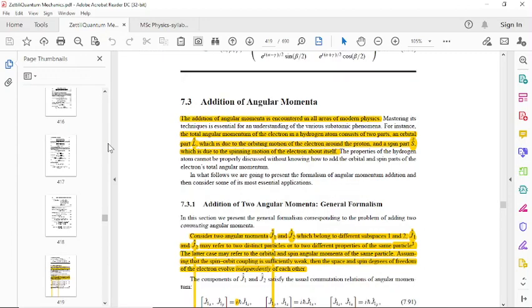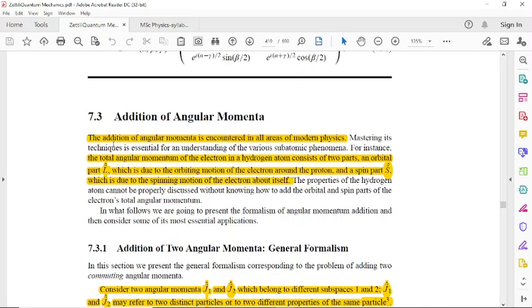Okay, നമുക്ക് ഇന്ന് addition of angular momentum നോക്കാം. Addition of angular momentum പ്രോബ്ലംസ് നമ്മൾ എടുക്കുന്ന സമയത്ത് we have to consider spin and angular momentum. അപ്പോൾ total angular momentum എന്ന് പറയുമ്പോൾ it may be the sum of the orbital angular momentum plus the spin angular momentum, or L1 and L2, or S1 plus S2, and so on. So the addition of angular momentum is encountered in all areas of modern physics.